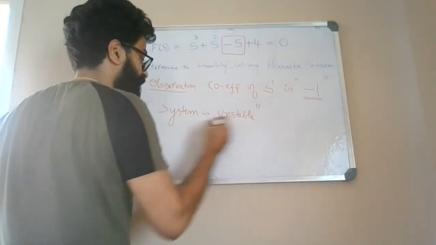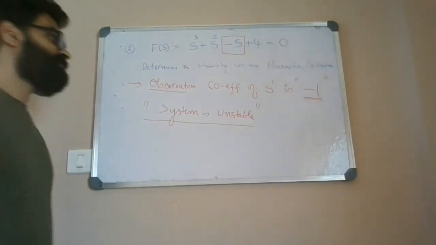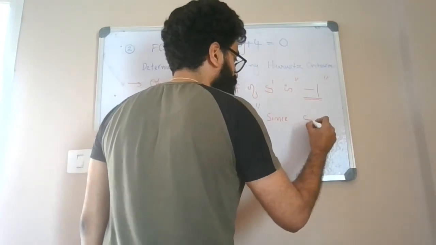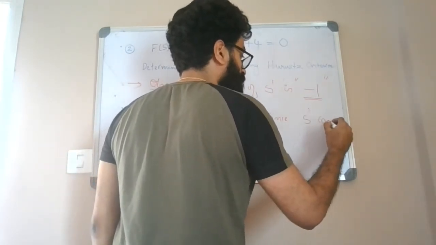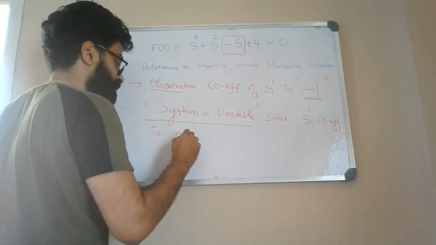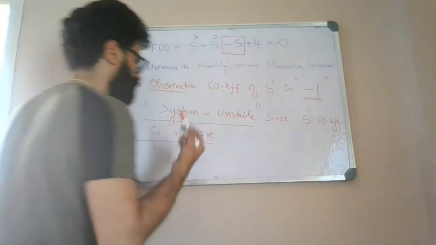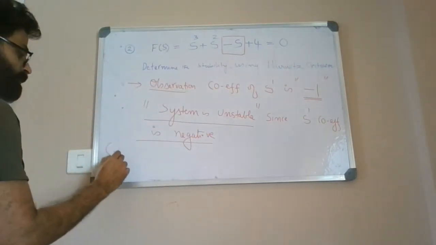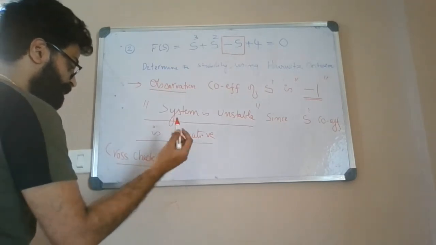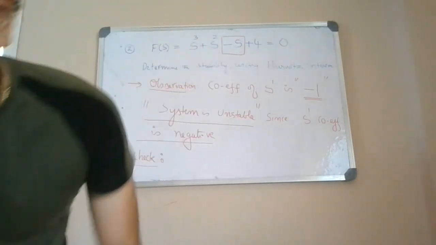You don't have to apply Hurwitz criteria for this. Directly you can say the system is unstable since the s to the power 1 coefficient is negative. Okay. If you want, you can do a cross check. How do you do the cross check? Try finding the roots of the characteristic equation using your calculator.